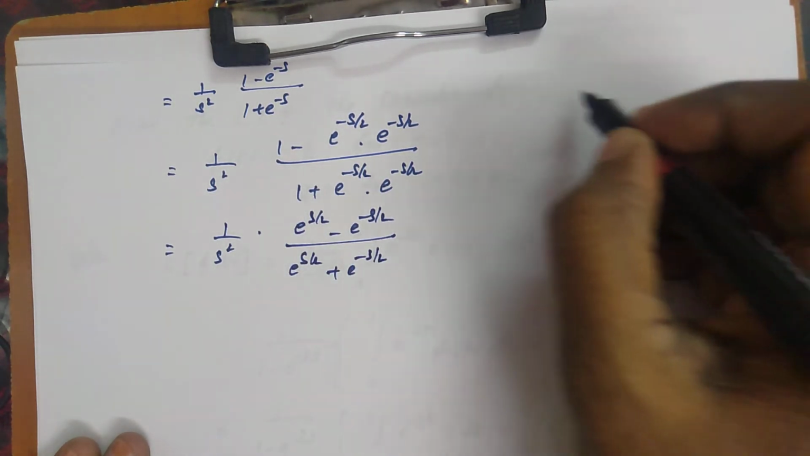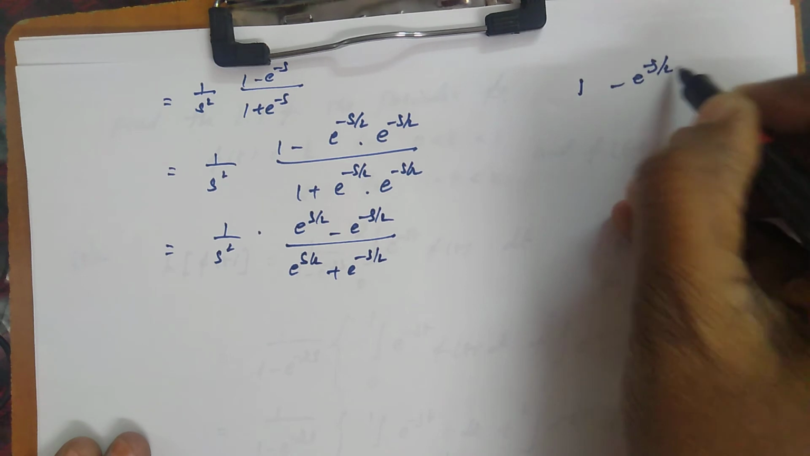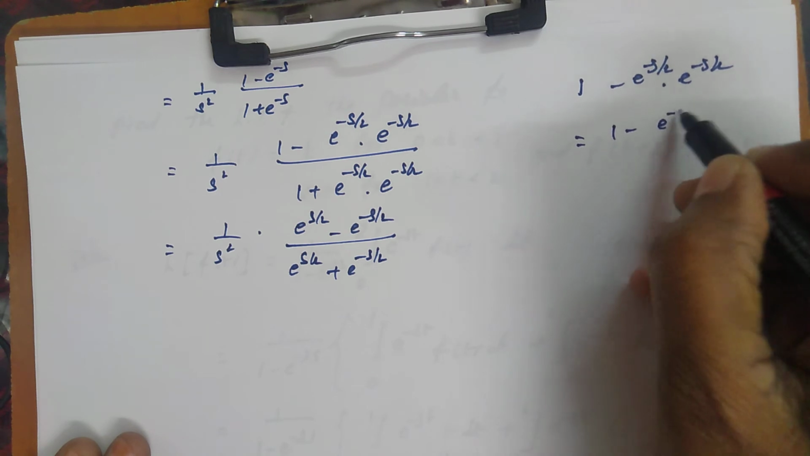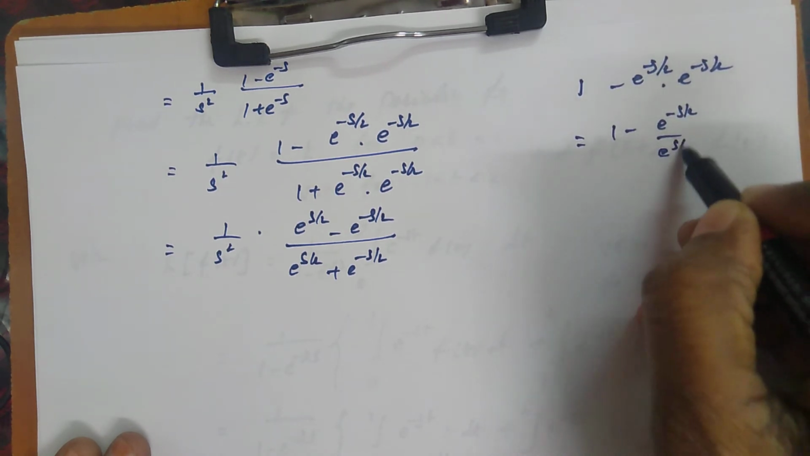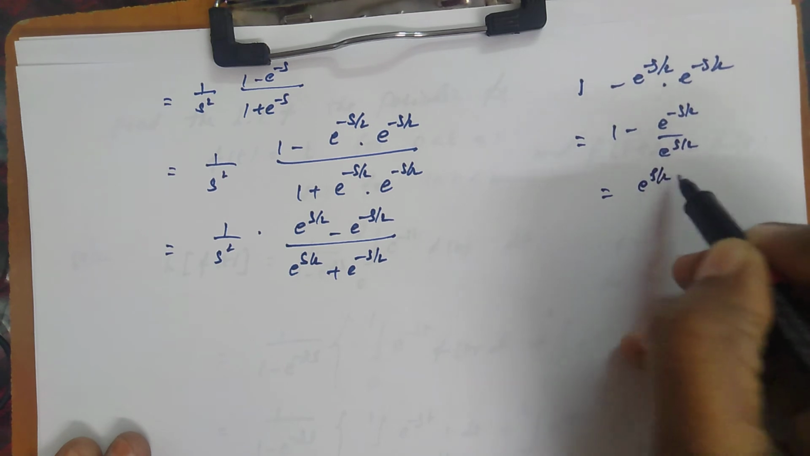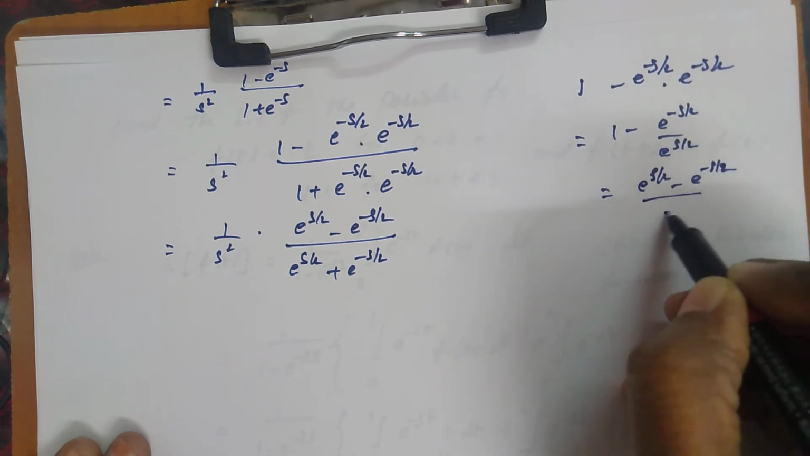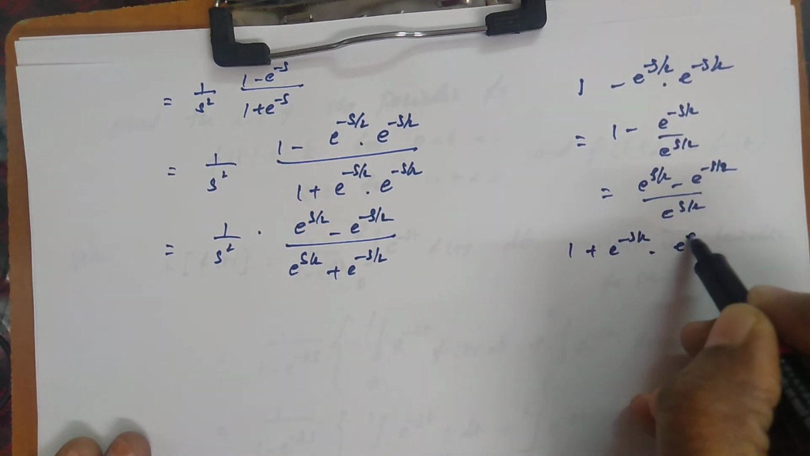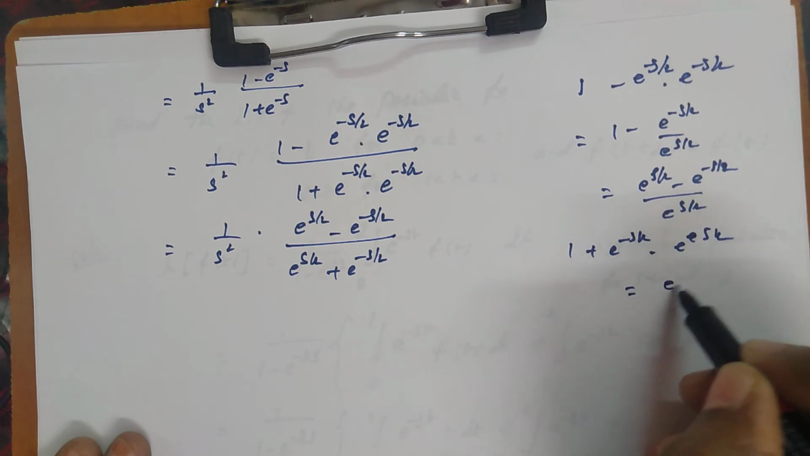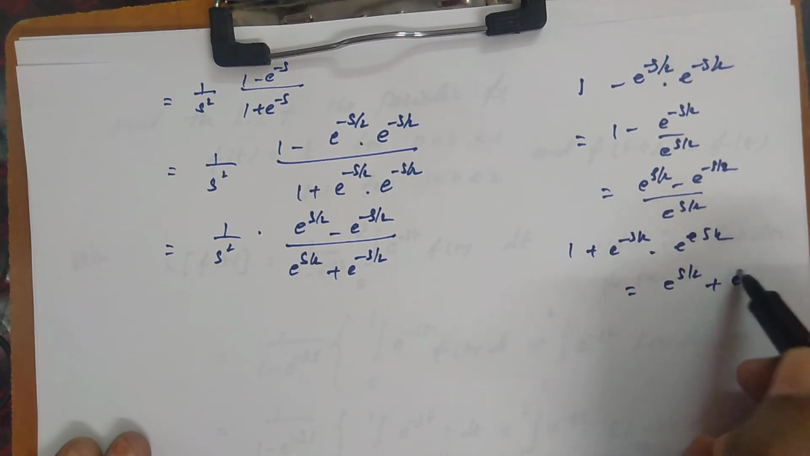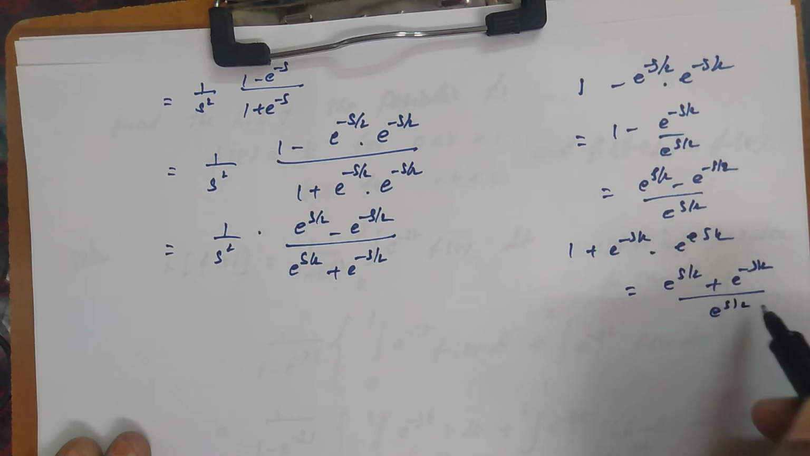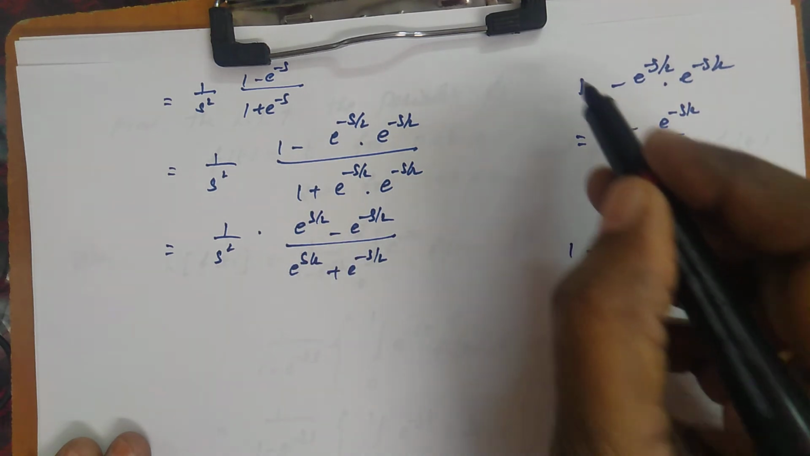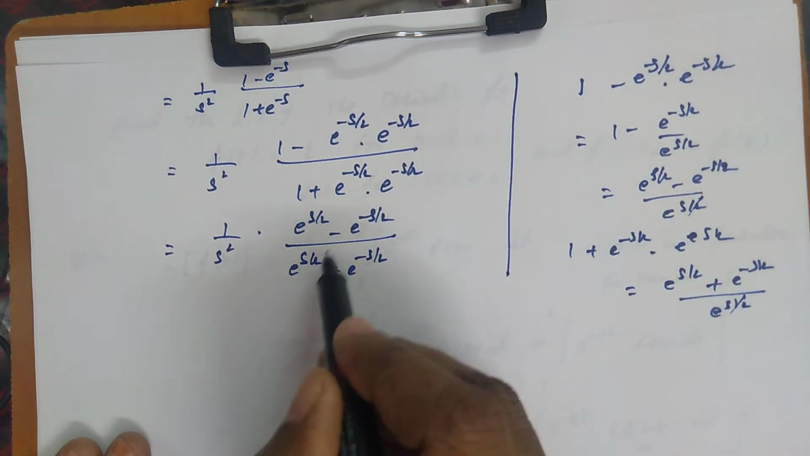After this, 1 minus e power minus s by 2 into e power minus s by 2, and this can be written as e power s by 2 minus e power minus s by 2 divided by e power s by 2. Likewise, the 1 plus e power minus s by 2 into e power minus s by 2 can be written as e power s by 2 plus e power minus s by 2 divided by e power s by 2. Then the denominators will cancel off. That is the reason why we are getting this step. If you are able to do this, you can do this, or directly you can write this one.